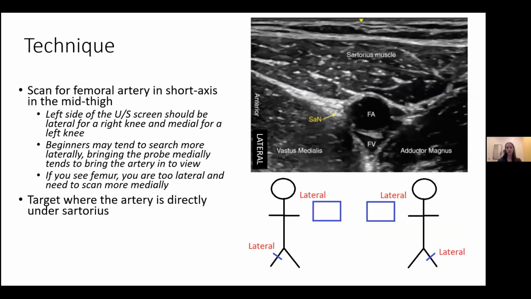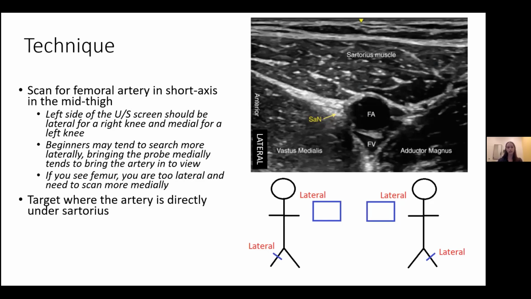And so then in terms of technique, we use an in-plane approach. We scan for the femoral artery in short axis in the mid-thigh. For a left-sided procedure, I typically have my ultrasound probe here with the lateral on the left side. And then if I'm doing a right-sided procedure, I have my lateral on the right side. And that just, for me, lines it up anatomically. I found when I was first starting to do this block, it was very easy to get mixed up on which side is lateral and which side is medial. And it's very important because we're aiming for the lateral side of the artery. So just make sure whatever way you have your ultrasound set up, that it makes sense to you and you're well aware of what's lateral and what's medial.